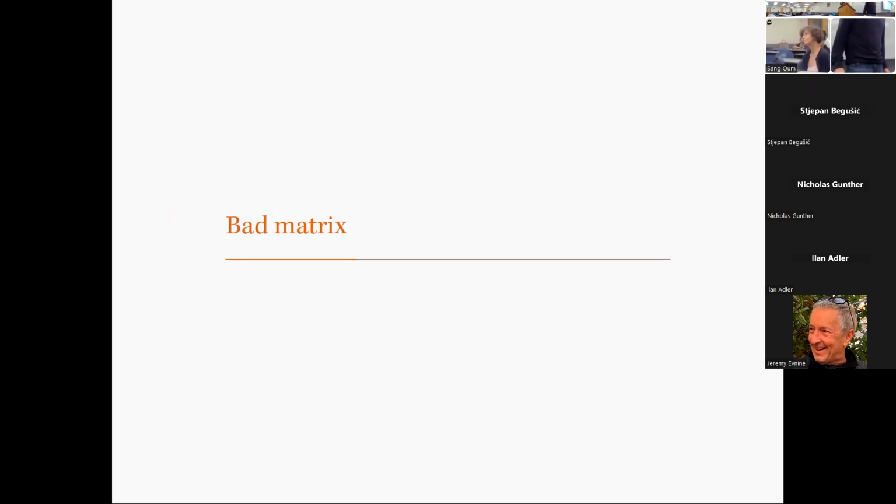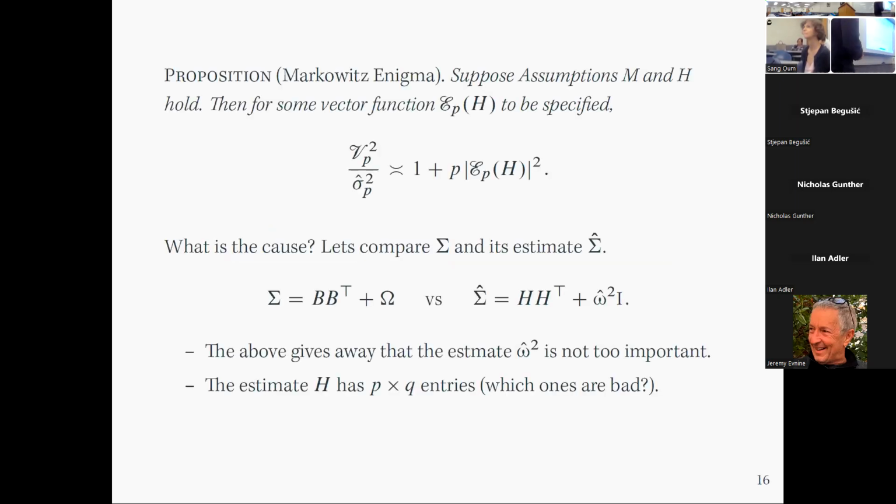Bad matrix. Bad matrix is a reminder to me to discuss when you have an estimated matrix sigma hat. I earlier asked which entries of it are responsible, and now we know what it means: it's this Markowitz Enigma effect, where the ratio of the risk diverges. So we're now asking what is it in sigma hat that's responsible for this behavior. That's what I mean by bad matrix.